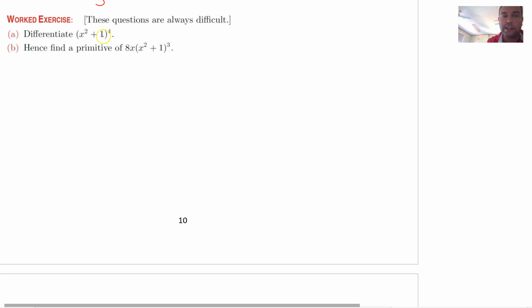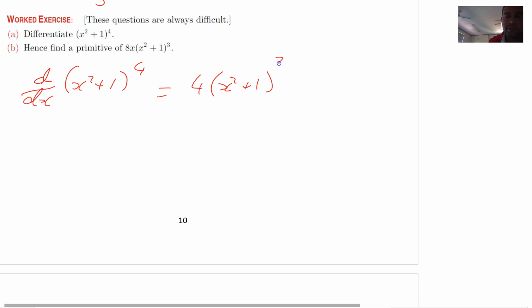What we're going to do is differentiate this thing first. I've got a function of a function. So the differential, d/dx, of x squared plus 1 to the power of 4. Function of a function: I get 4 times x squared plus 1 to the 3, multiplied by the differential of what's inside, which is 2x. So I get 8x outside of x squared plus 1 to the 3. That's part A done.